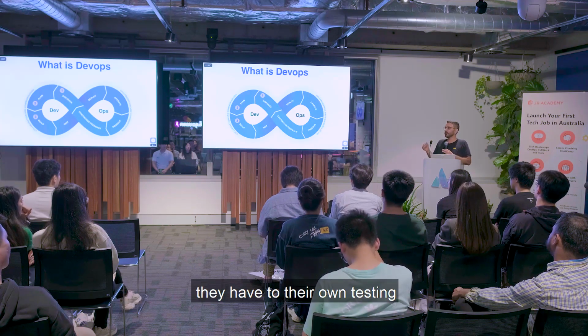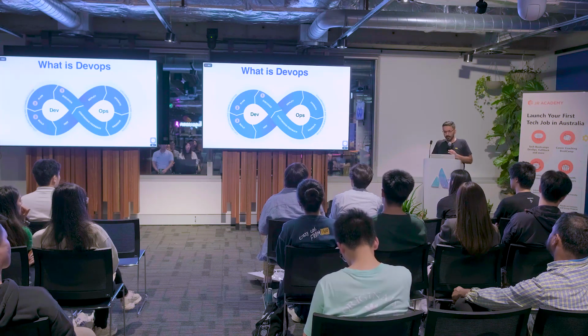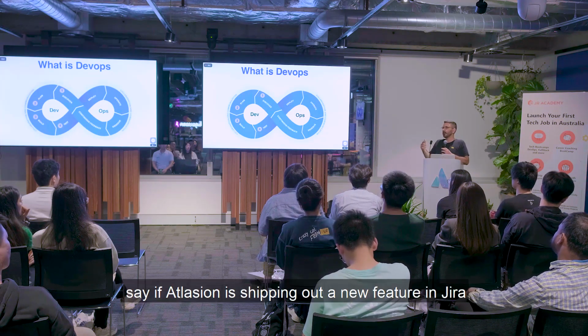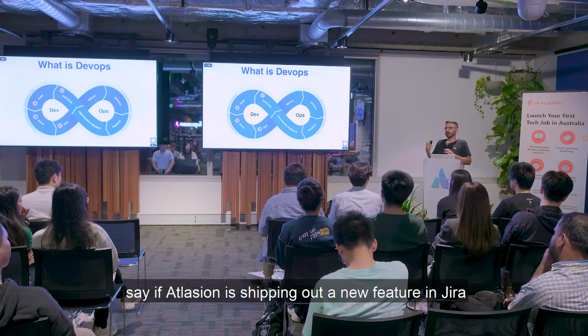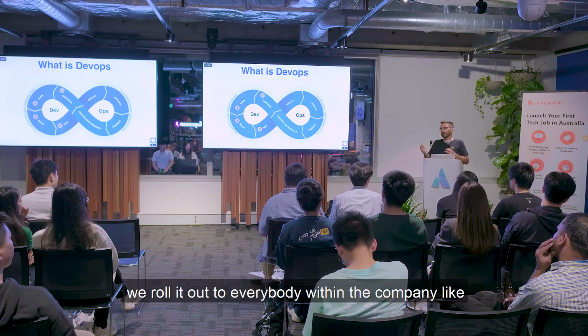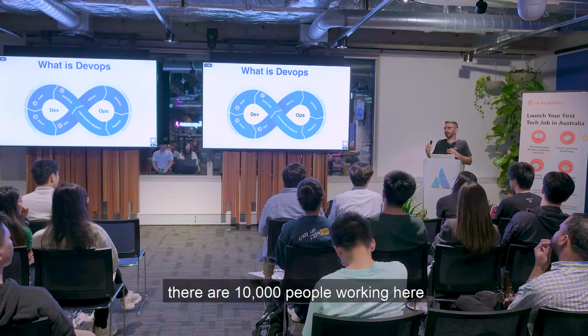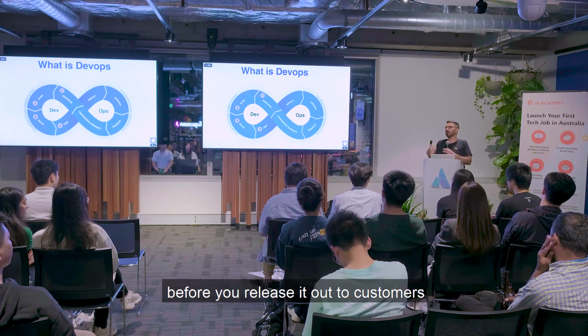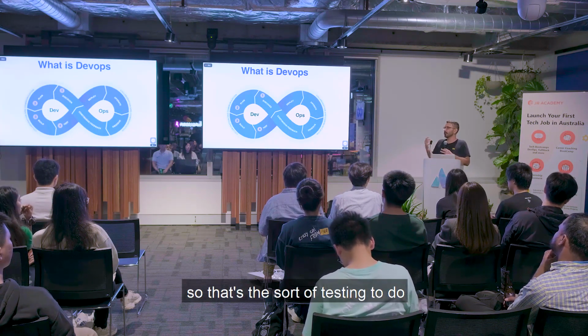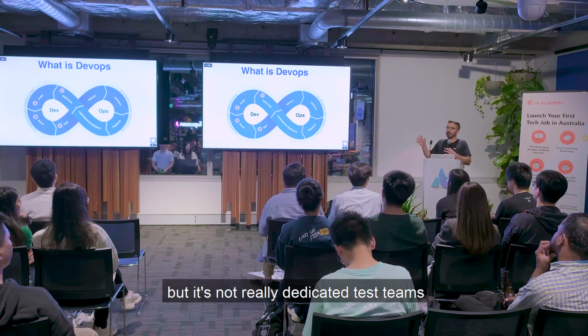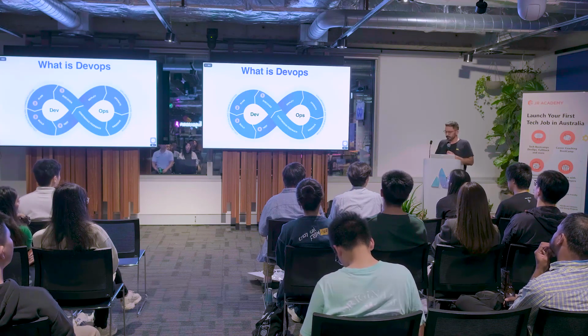Devs do their own testing, or they do a thing called dogfooding, where, say, if Atlassian is shipping out a new feature in Jira, we'll roll it out to everybody within the company. There are 10,000 people working here, so you get a lot of feedback internally before you release it out to customers. So that's the sort of testing they do, but it's not really dedicated test teams who are trying to use it and give you feedback.